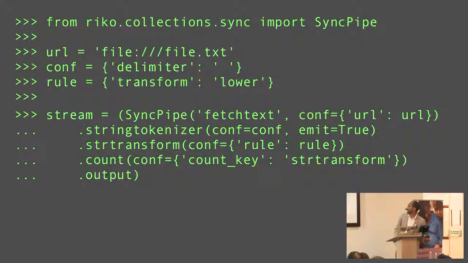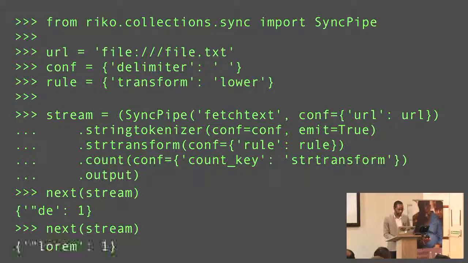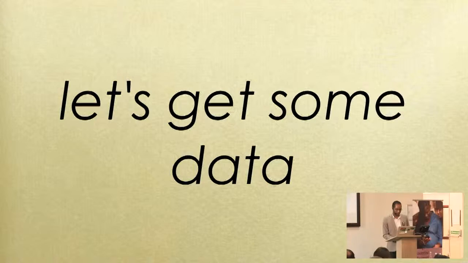And then you can see where that emit equals true. That's similar to how PySpark did the flat map. So when we do emit equals true, it just takes what would be a nested list and flattens it into a plain list. We transform it by lowercase, and then we're gonna count by the string transform. That's because when you do the transformation step, it outputs the result into a new key called string transform. So in this case, what you get back is a generator. When you call next on it, you get the dictionary. You get the same result whether you do Hadoop, Spark, or riko. You call next again, and then you get the next word.